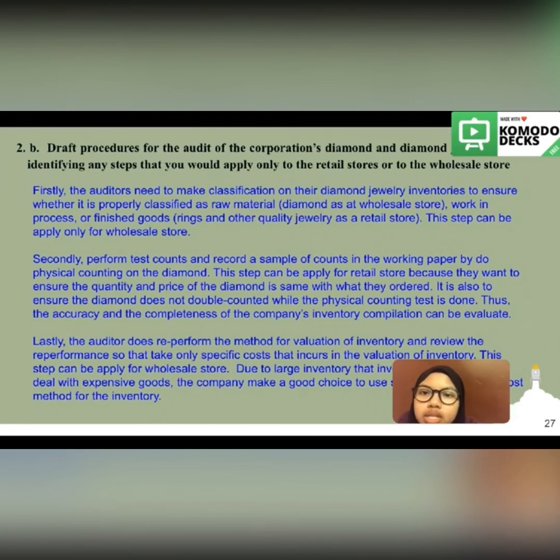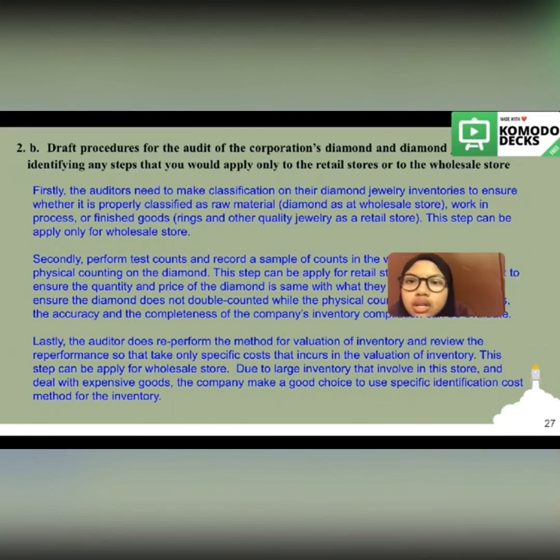The last one is that the auditor reperforms the method for valuation of inventory and reviews the performance, so that only specific costs incurred in the valuation of inventory are taken. This step can be applied for the wholesale store. Due to the large inventory involved in this store and the expensive goods it deals in, the company made a good choice to use the specific identification cost method for their inventory.